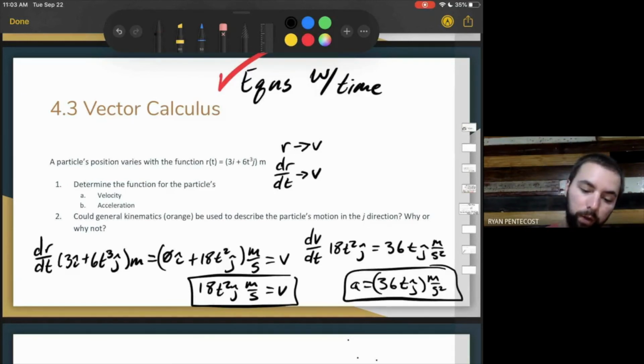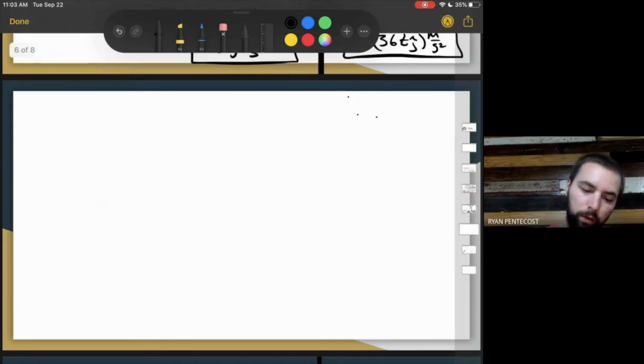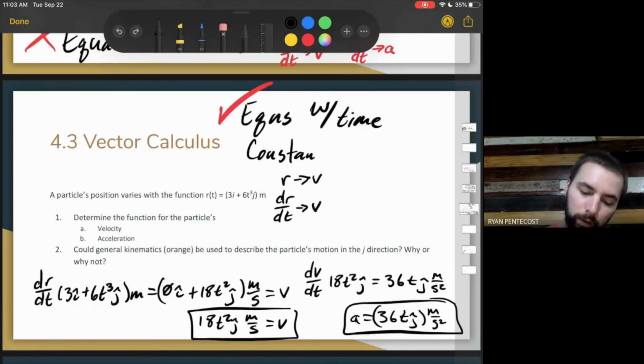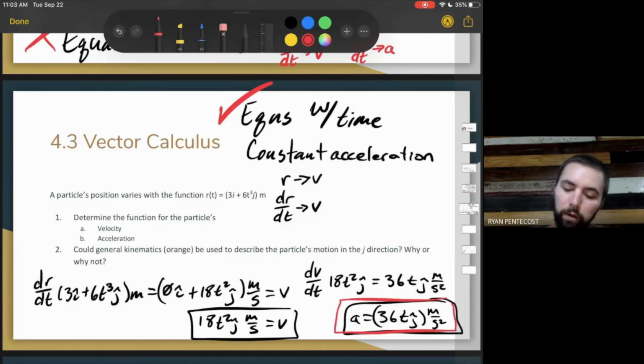Now, the other thing we need is constant acceleration. Do we have that? Well, let's look down here at our acceleration. It looks like acceleration is varying with time. So at time 0, acceleration is 0. At time 1, acceleration is 36. At time 2, you've already got an acceleration of 72. So that's clearly not constant. So we do not have that, and we cannot do general kinematics with this because this only met one of the criteria.